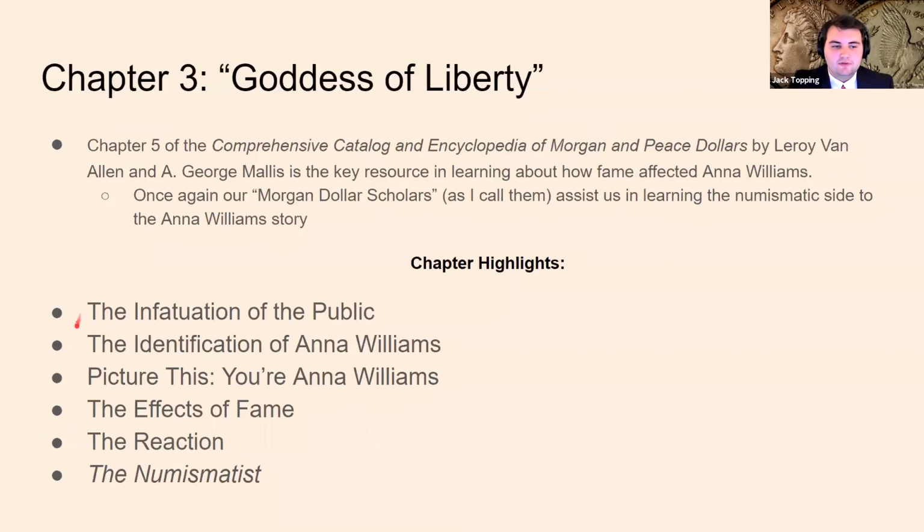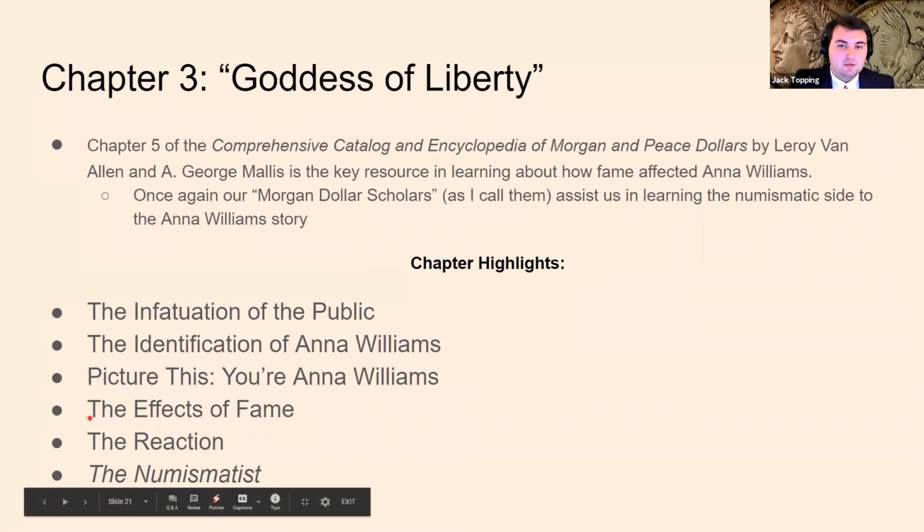So the chapter highlights for this chapter, we learned about the design, we learned about how that happened. This is after the fact. This is after 1878. This is after coins featuring Anna Williams are being introduced and struck at the mints. So we're going to go over the infatuation of the public, the identification of Anna Williams. We're going to talk about, picture this, you are Anna Williams. We're going to go over the effects of fame, the reaction, and then we're going to talk about the Numismatist magazine from the American Numismatic Association.